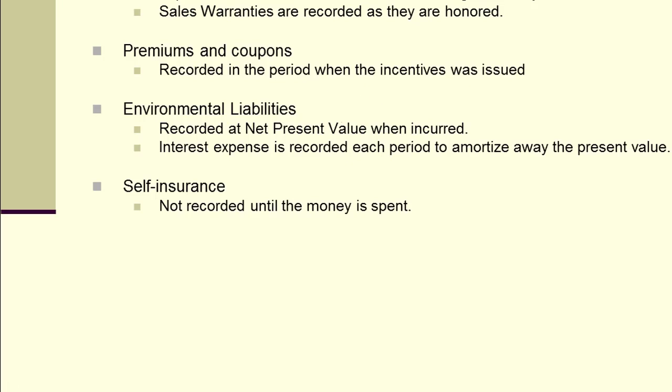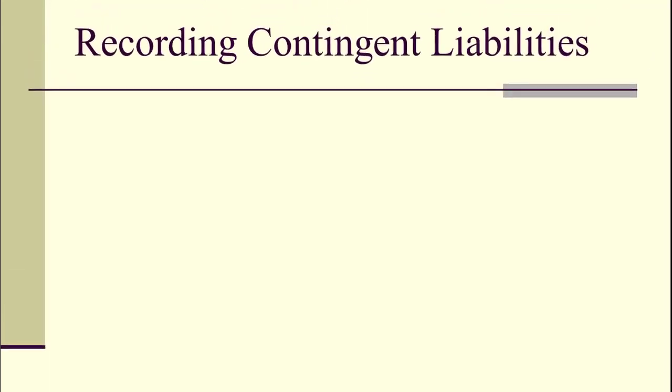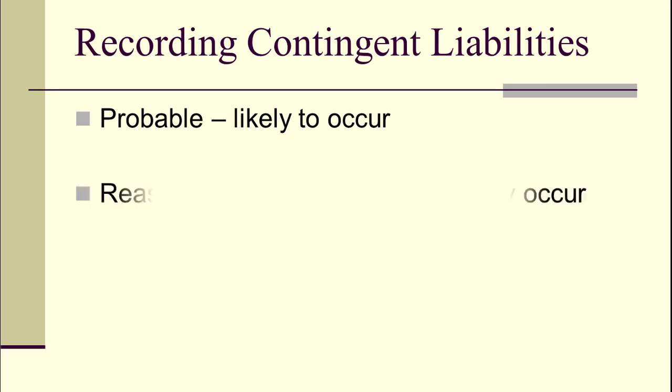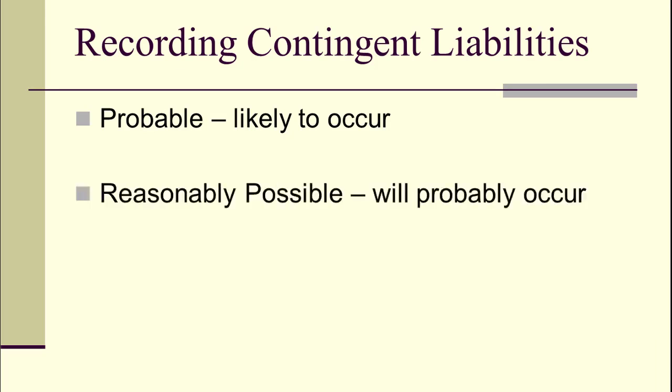So that brings us to our next topic, and that is, when do we actually record our contingent liabilities, and how do we record them? Well, that all comes down to how likely it is we think we're going to have to pay. And we break it down into 3 possibilities. It can be probable, likely to occur. It can be reasonably possible, will probably happen. And then remote, it might happen.